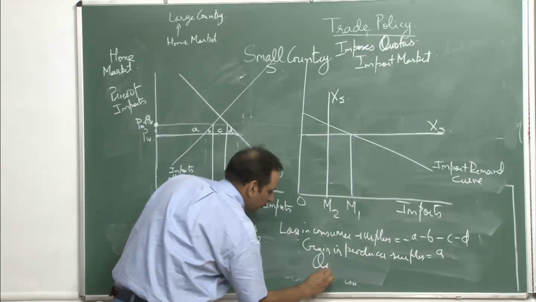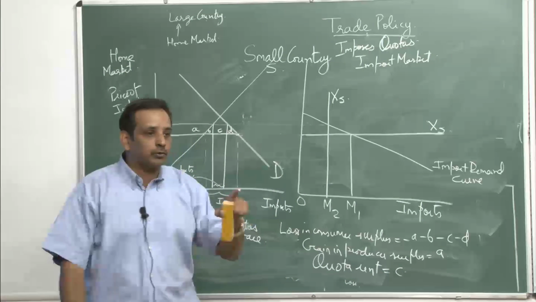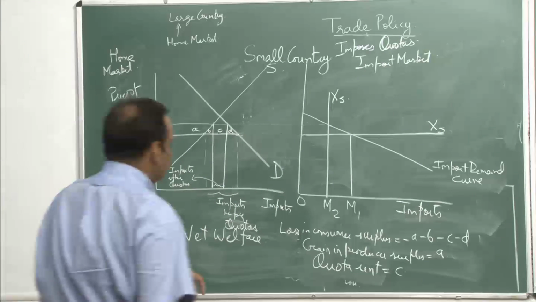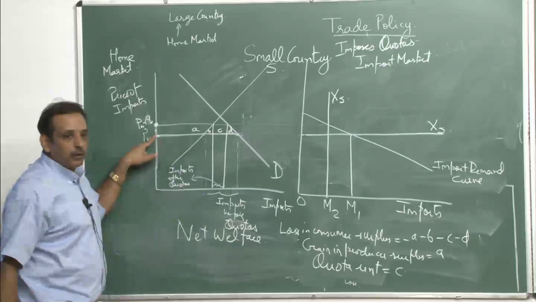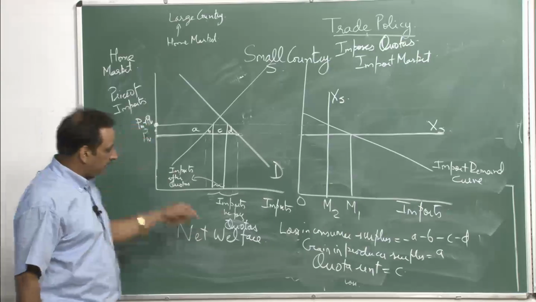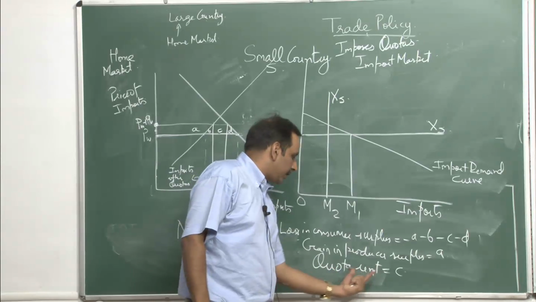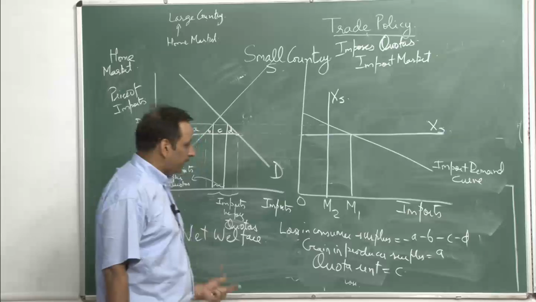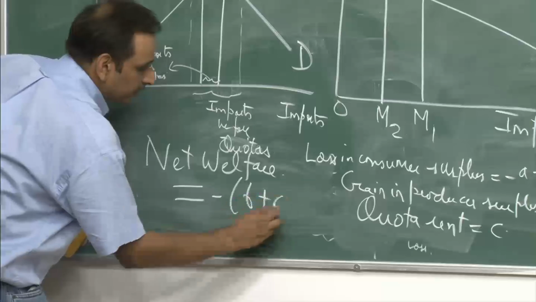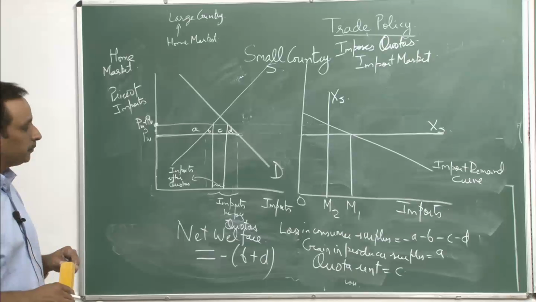is the quota rent which is equal to C, which accrues to the producers who were lucky to get those licenses. So, the producers who get the license can import the product at PW and then potentially sell it at a higher price, which is PW plus Q. In that sense, that set of producers gain in the form of quota rent, which is equal to C. So, the net welfare again works out to be same as the case of tariffs, which is minus B plus D. These are the distortions which are created in this economy when quotas are imposed.